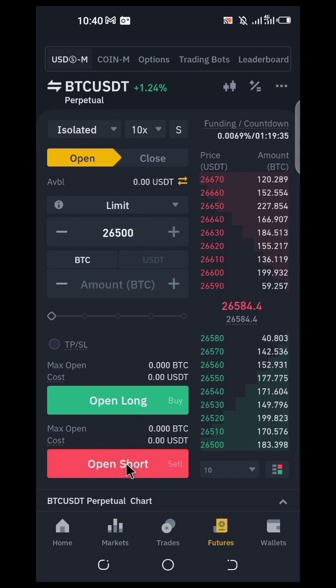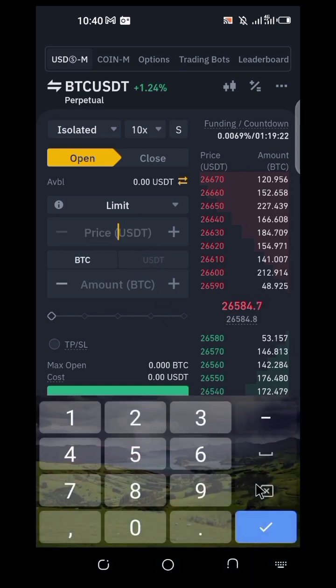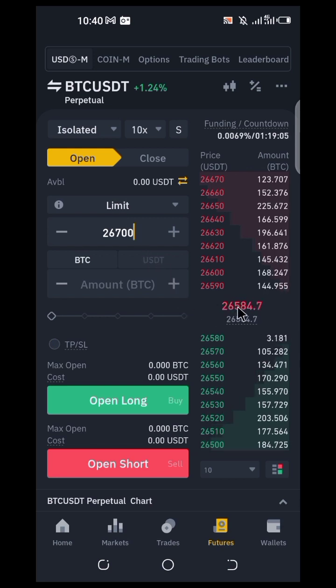On the other hand, if I want to open short, that is, if I want to sell, you have your BTC and you want to sell it. In this case, you have to open a position that is higher than the current price so that you can sell and make profit. The current price is 26,584. So let's say I want to sell when it reaches 26,700. You realize that this price is higher than the current price of BTC in the market. So a limit order allows you to enter a position either higher or below the current price of the particular pair you are trading in the market. Basically, that is what a limit order allows you to do.